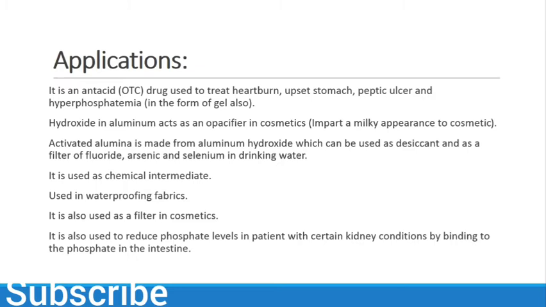It is also used to reduce phosphate level in patients with certain kidney conditions by binding to the phosphate in the intestine. So it makes precipitates of phosphate, and if we remove the excess phosphate, it reduces it. So if phosphate is present in excess amount, you can reduce it by administration of this OTC drug.